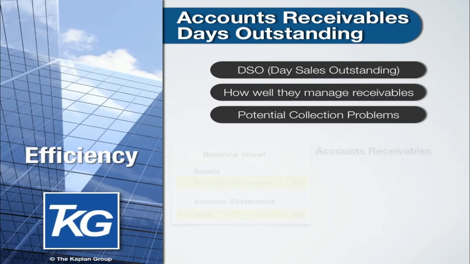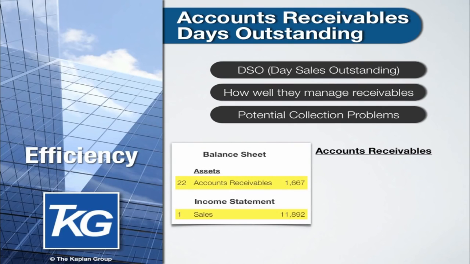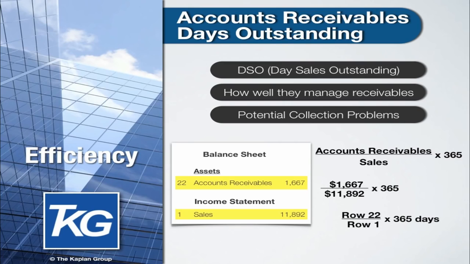To calculate this, we simply take the accounts receivable balance at the end of the period and divide it by sales for the past year, and then multiply that by 365 days. So in this example, we have $1,667,000 in accounts receivable on the balance sheet, and divide that by total sales of $11,892,000, and multiply that number by 365. This gives us a result of 51.5 days. For this company, it takes an average of 51.5 days to collect on its sales.